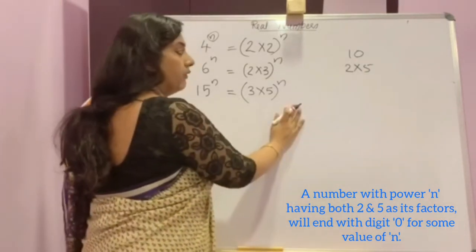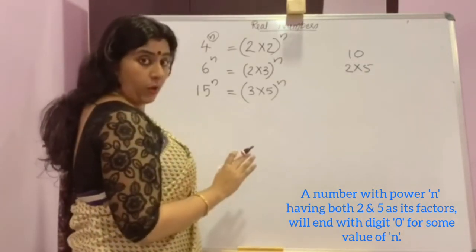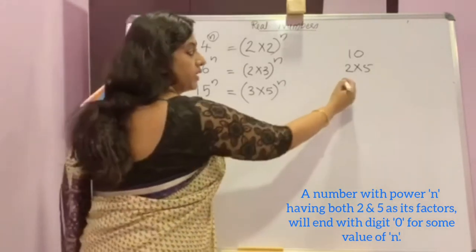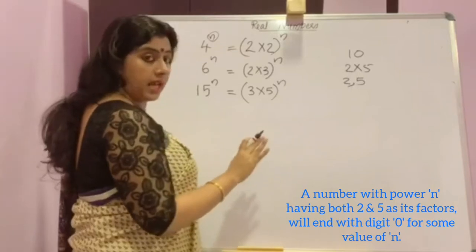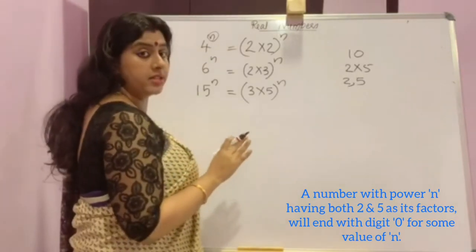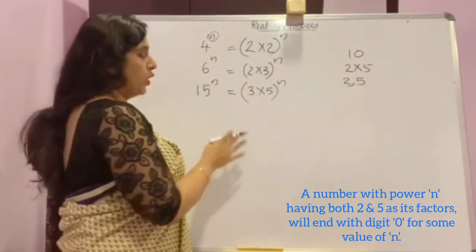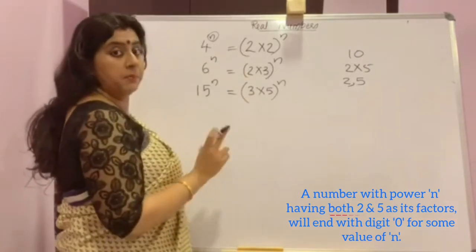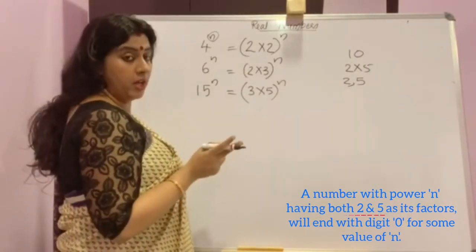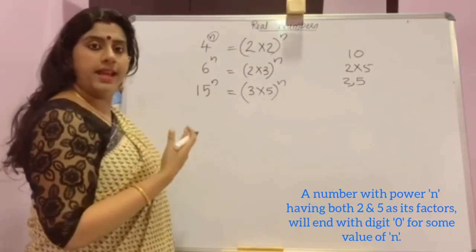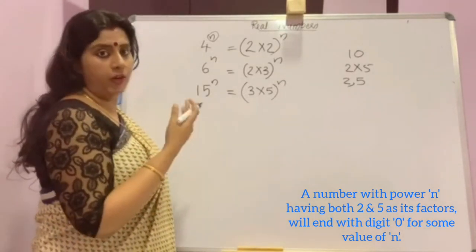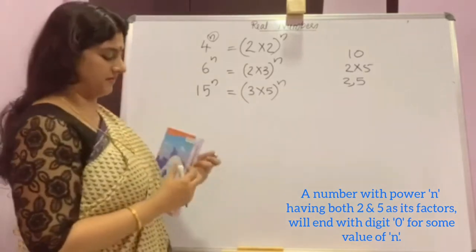A number will only end with the digit 0 if it has factors 2 and 5. At the same time, it must have factors 2 and 5. Not 2 only or 5 only. Both 2 and 5 should be factors of the number. Then only it will end with the digit 0 for some power of n. Okay.